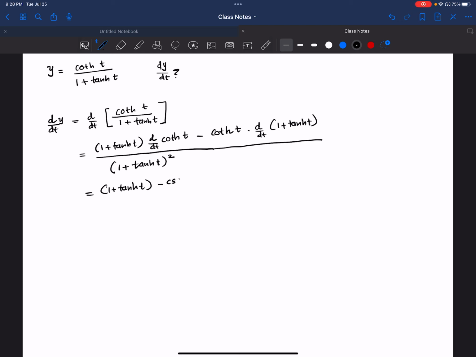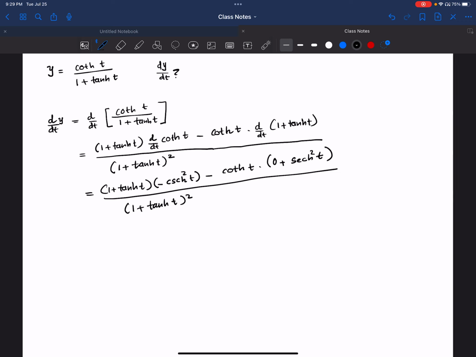negative hyperbolic cosecant squared t minus hyperbolic cotangent t times d over dt of 1, which is 0, plus d over dt of tanh t, which is hyperbolic secant squared t, and divided by 1 plus tanh t squared.